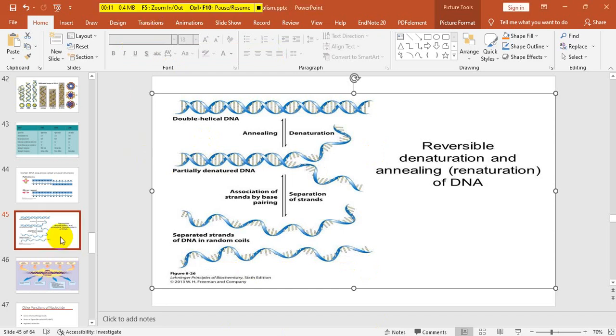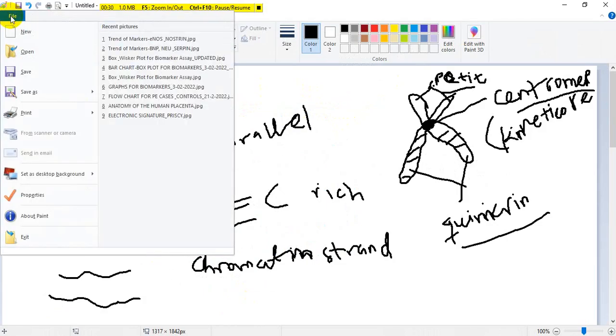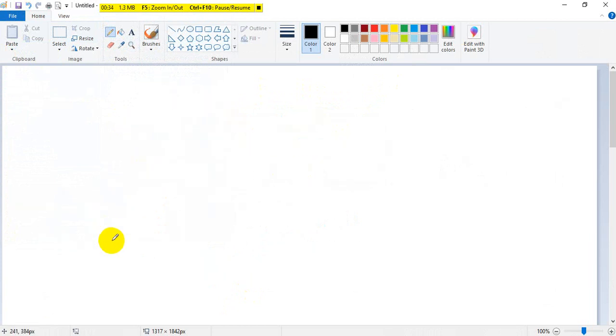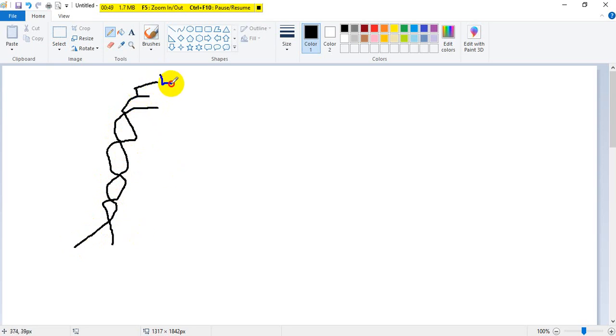So, nucleic acid biochemistry. This is a double helical DNA strand. One strand is a helix. Another strand is a helix. So we call it what? Double helix. One helix plus another helix, this one is also a helix. We call it double helix.